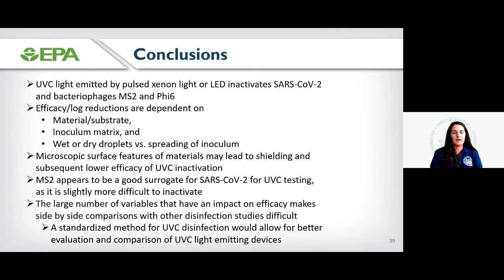So we think that a standardized method for evaluating UVC disinfection would really help to compare different UVC light emitting devices and compare more apples to apples and fewer apples and oranges.